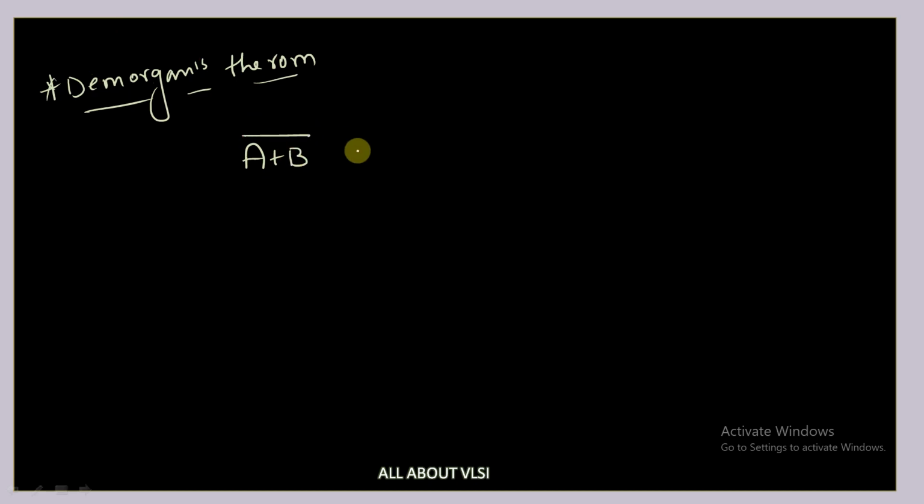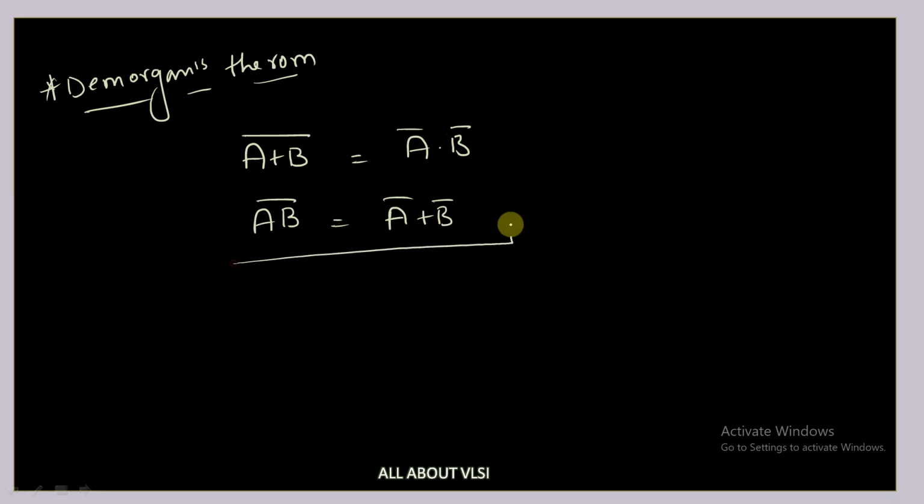Now, the very famous theorem, which is known as your DeMorgan's theorem. What is DeMorgan's theorem stating? A plus B whole bar can be written as A bar dot B bar, and AB the whole bar can be written as A bar plus B bar. So this is nothing but your De Morgan's theorem. This is very important.